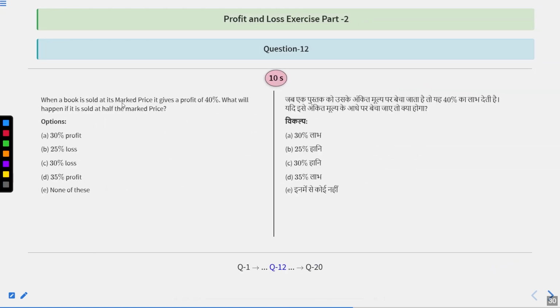When a book is sold at its marked price, it gives a profit of 40%. What will happen if it is sold at half the mark price? You have 5 options and 10 seconds to analyze the question. Your time starts now.